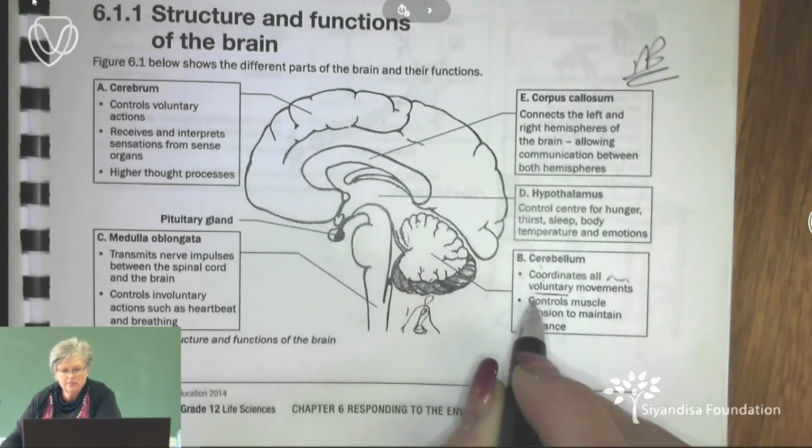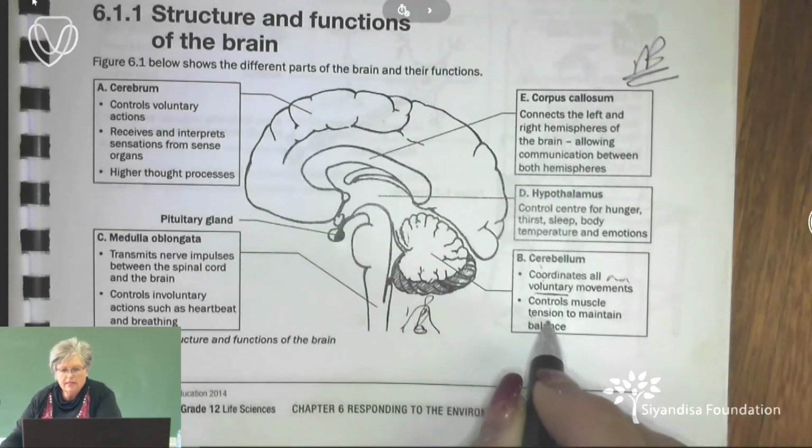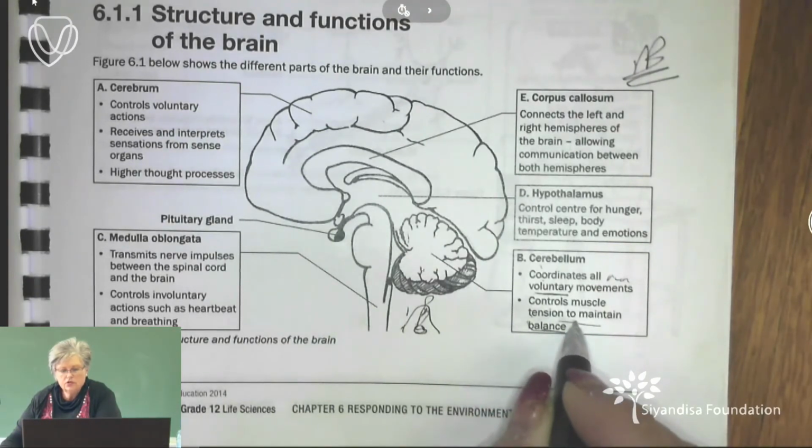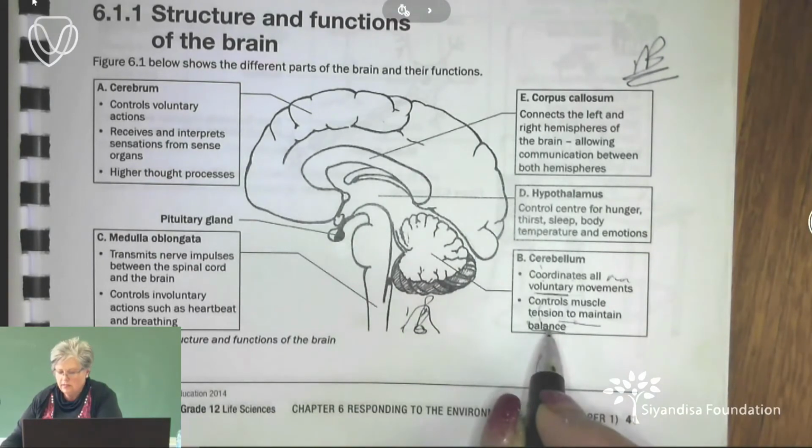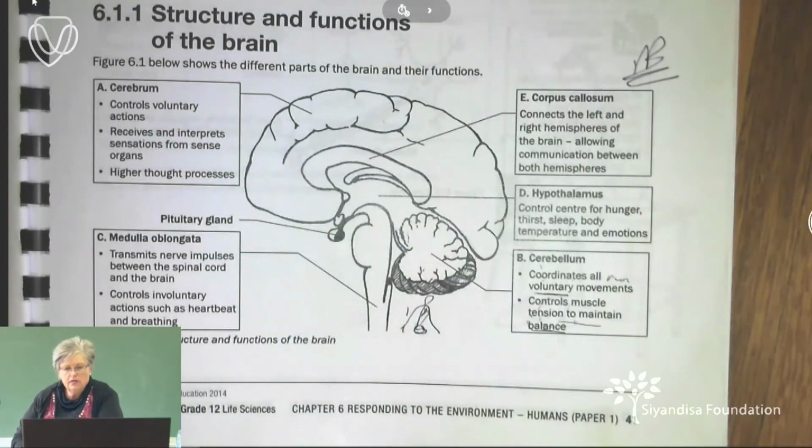The cerebellum also maintains balance, which is non-voluntary. So these muscles which contract are non-voluntary, while that one is voluntary. So please make sure that you know the different parts of the brain.